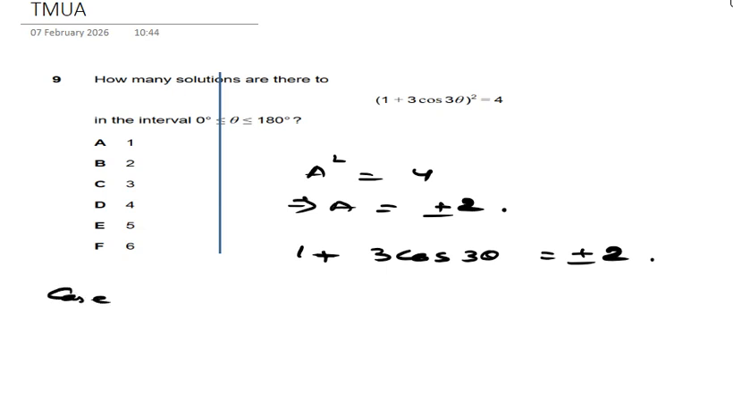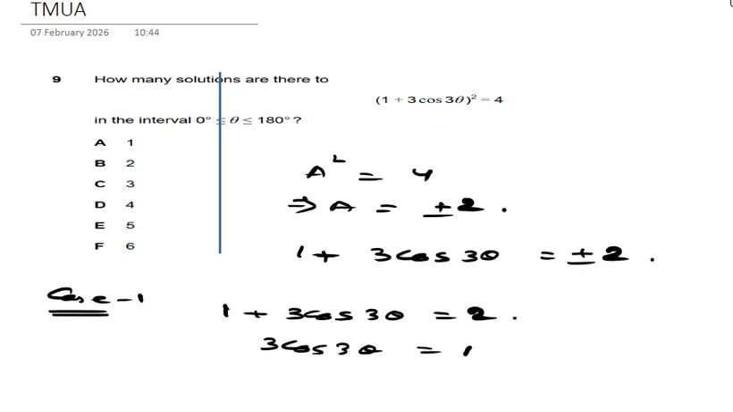For case 1, 1 + 3 cos 3θ = 2. So 3 cos 3θ = 1, or cos 3θ = 1/3. Now for case 2, we can write 1 + 3 cos 3θ = -2, or 3 cos 3θ = -3, or cos 3θ = -1.